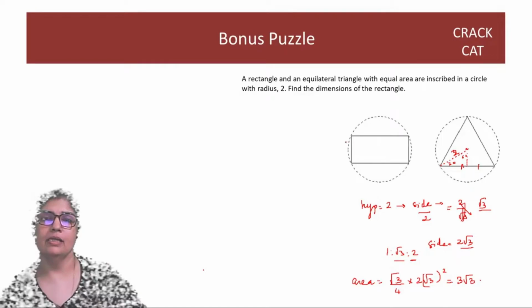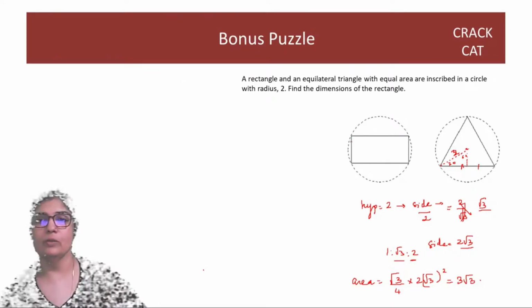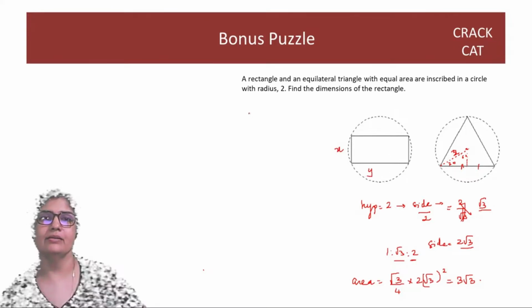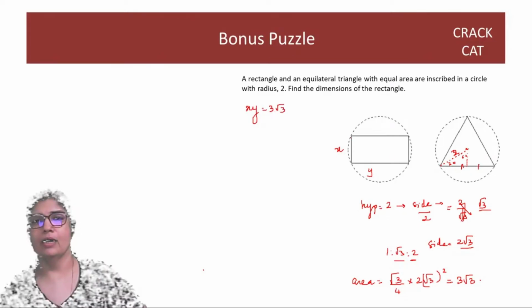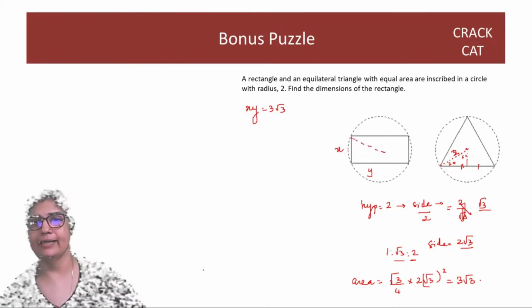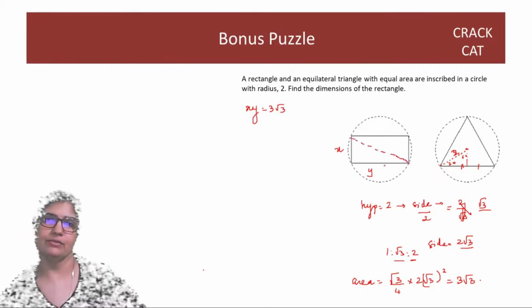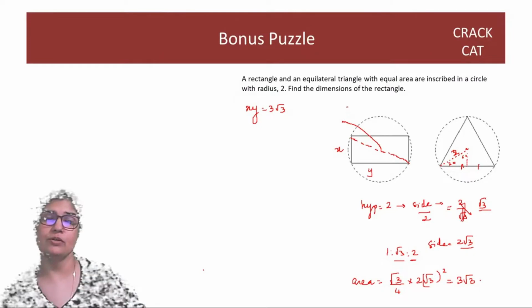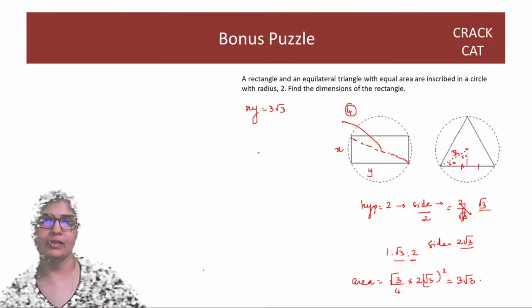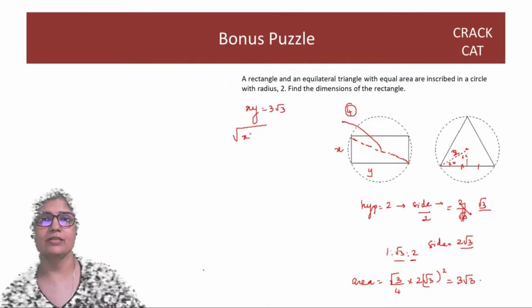Okay. Now let's come to our rectangle. So now we know, if this is, let us say, x and this is y, then the area of the rectangle, which is xy, is 3 root 3. Also, the right angle of the rectangle is always inscribed in the diameter. So the hypotenuse of this right angle triangle will be the diameter. Radius is 2, so diameter will be 4. That means root of x square plus y square is equal to 4.